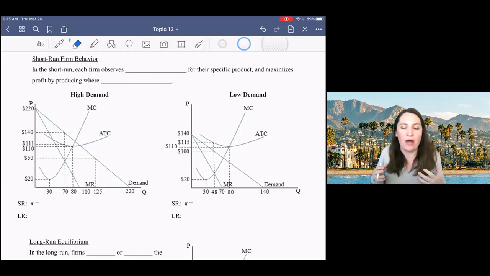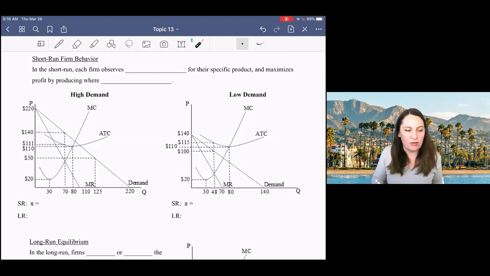All right, so let's look at our graphs here. You have seen all of the parts of this graph before. We've just combined a few of the different lines that we've been talking about. So you have your demand curve, right? You have your marginal revenue curve, and you have your marginal cost and average total cost curves.